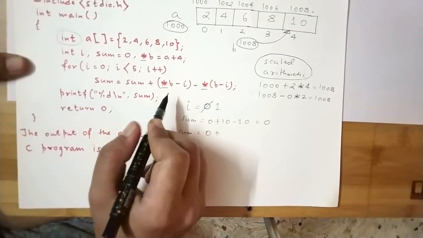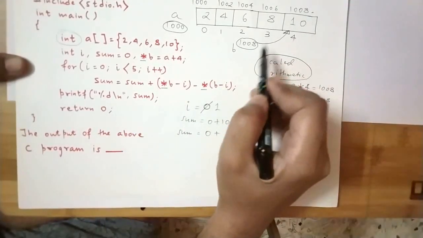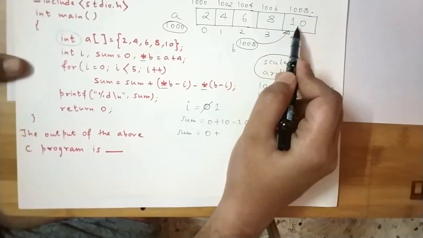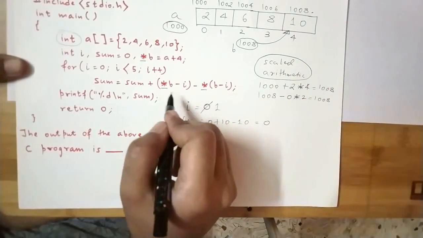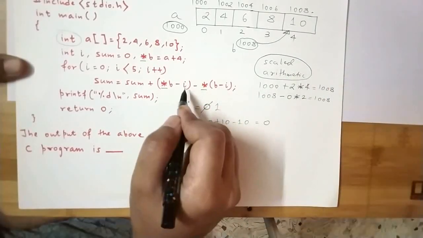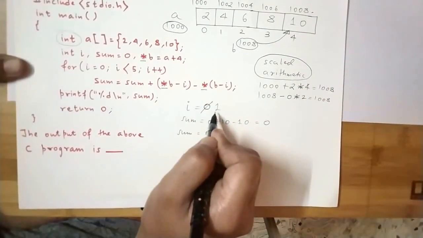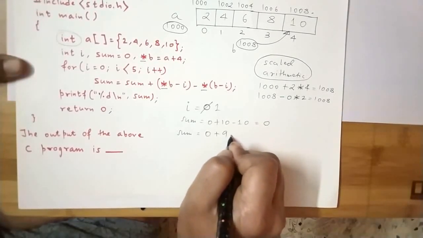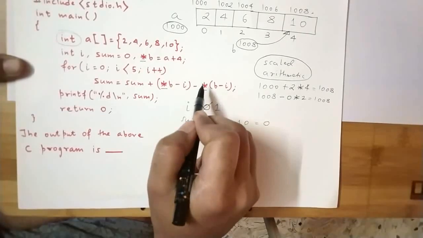What is the value of b? The value of b hasn't changed. It's still 1008. If I do star b, I'll be dereferencing this memory location. I'll be getting inside and getting the value of 10. And if I subtract the value of I, which happens to be 1 right now, I'll get 9. And then I'll minus star b minus I.